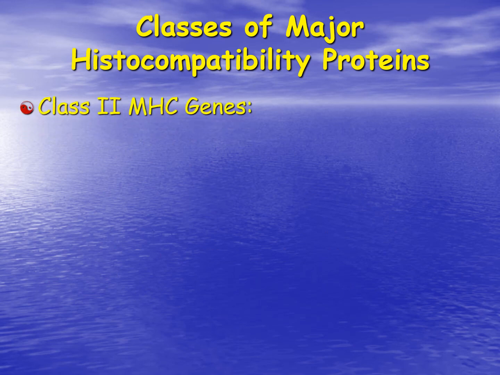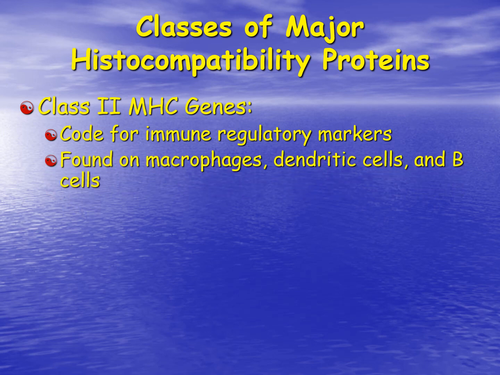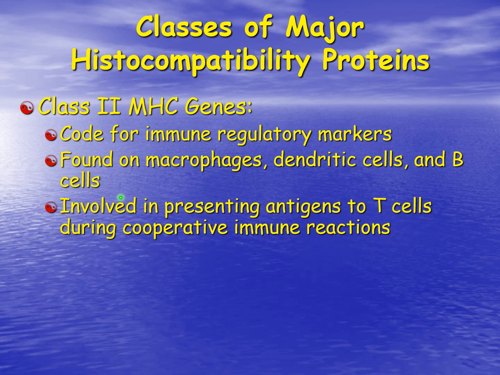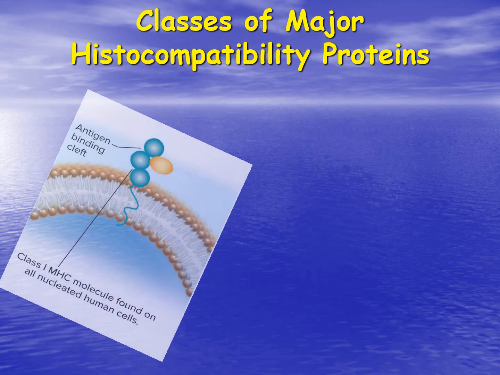The class 2 MHC genes code for immune regulatory markers. These are found on the immune cells, specifically the macrophages, dendritic cells, and B lymphocytes. These are involved in presenting antigens to T cells during cooperative immune reactions. And there is a class 3 MHC proteins that encode proteins involved in the complement system, but we're actually not going to talk about the class 3 MHC proteins.